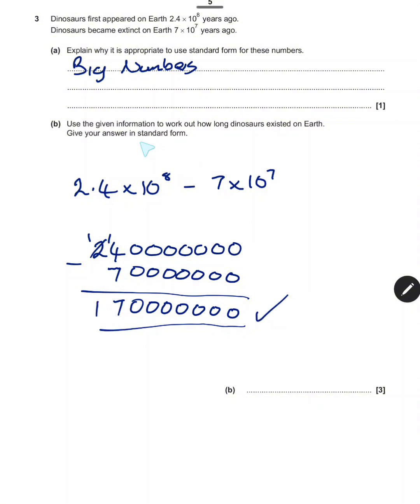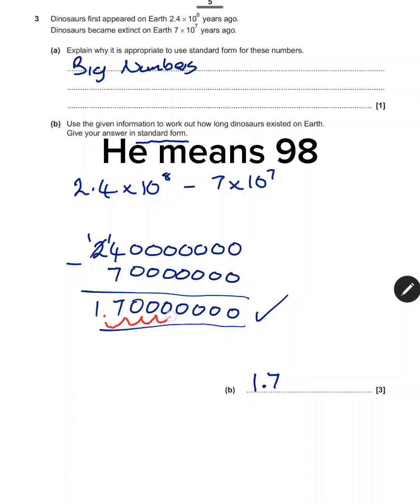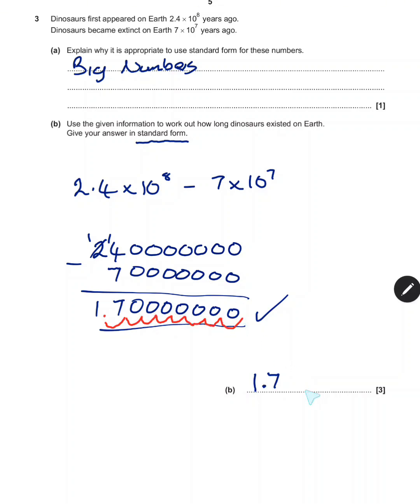There is your answer, but it does say give your answer in standard form. So I've got a 1 and a 7. I'm going to write 1.7, remembering this first number has to be between 1 and 10. And in standard form, we've got 1.7 times 10 to the 1, 2, 3, 4, 5, 6, 7, 8. 1.7 times 10 to the 8.